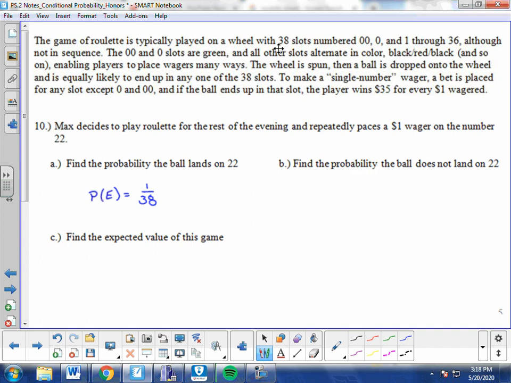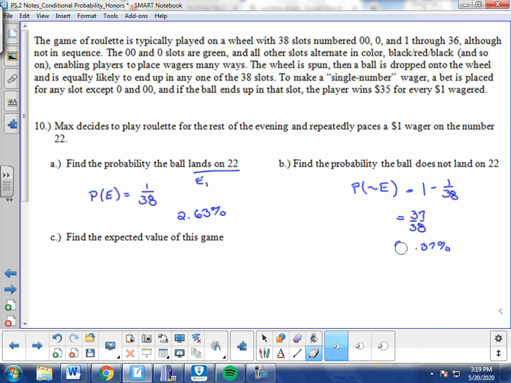Find the probability that the ball does not land on 22. So let's let the event be E. The probability of not E would be 1 minus 1 over 38, which would be 37 over 38 chance or probability. So the probability that it does land on 22 is 2.63%. The probability that it does not land on 22 is 97.37%. So you might look at this and say, oh, it's not a very likely chance that it's going to end up on that number.